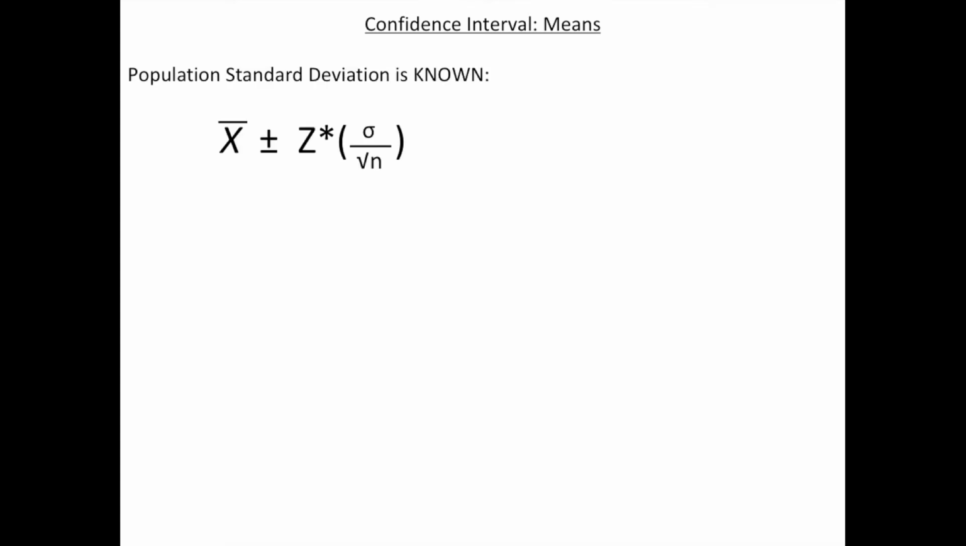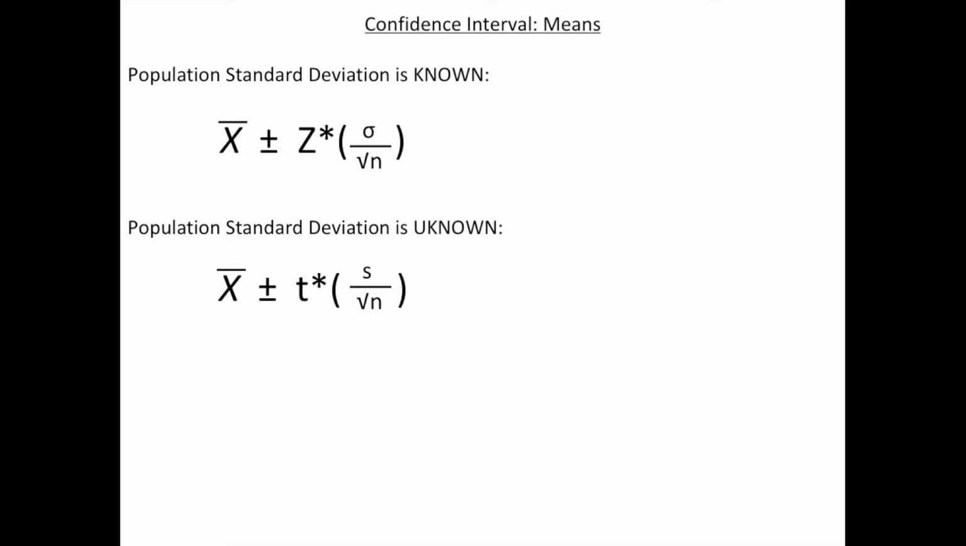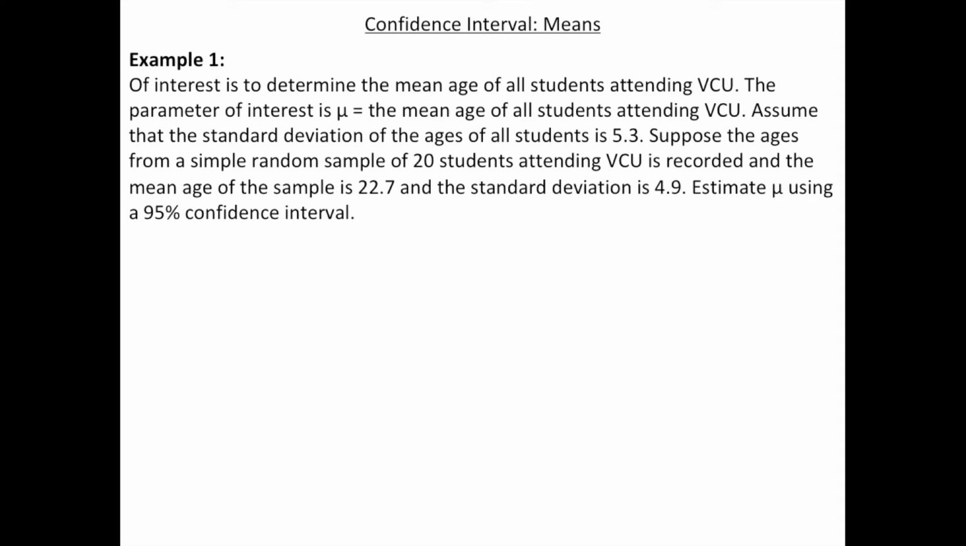The first is that you know your population standard deviation, and in this case, you're going to use a formula that has z star and sigma. But if you do not know your population standard deviation, then you need to use the t-distribution and s, which is your sample standard deviation. And so we're just going to go through some examples so that you can see how to calculate these intervals.